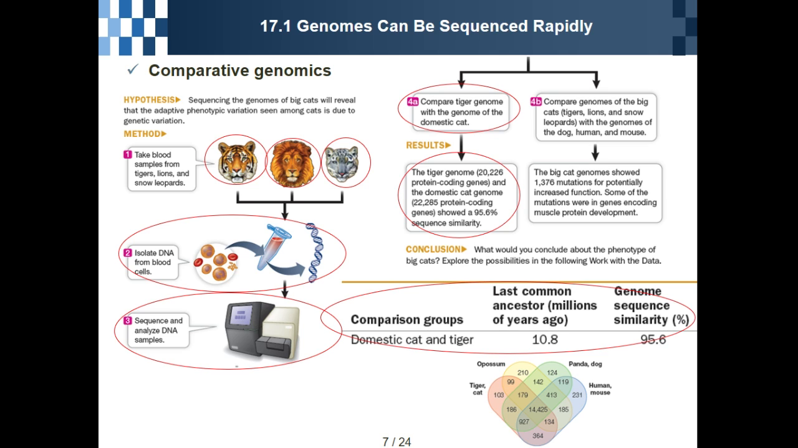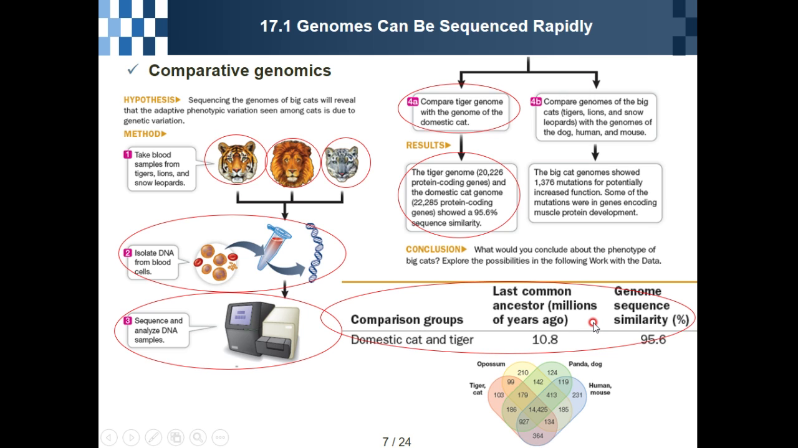At that time, 10.5 million years ago, they divided into two. One became the domestic cat, and one became the tiger. They separated like this. So based on this information, we can predict their last common ancestor.